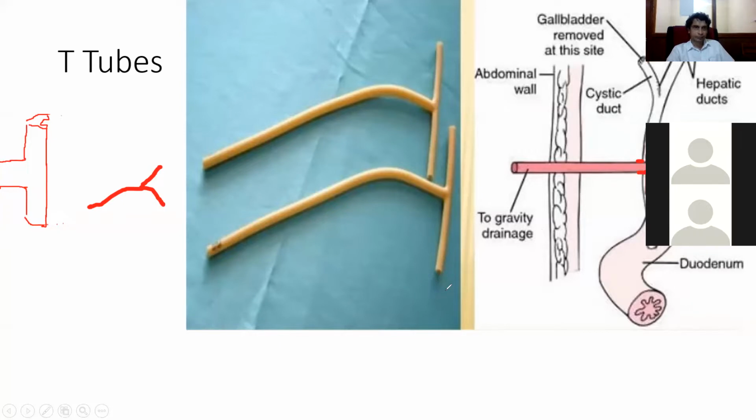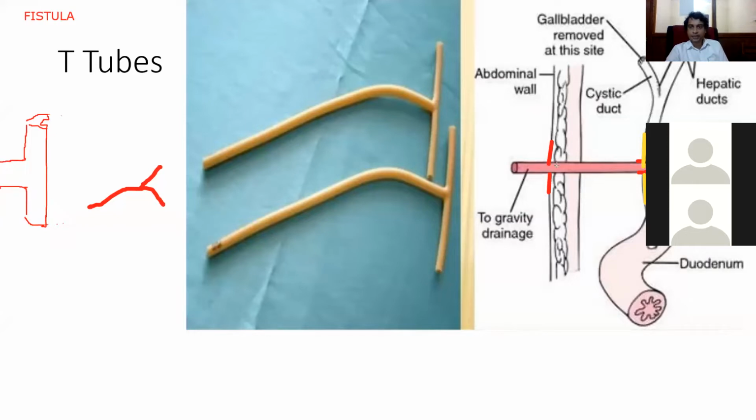Anyone? Connection between two epithelial surfaces. Good. What is it lined by? Squamous epithelium. No. A fistula is a connection between two epithelial surfaces, which is usually lined by granulation tissue, right? So now here we have one epithelial surface, the skin, right? Here we have another epithelial surface, which is the bile duct.